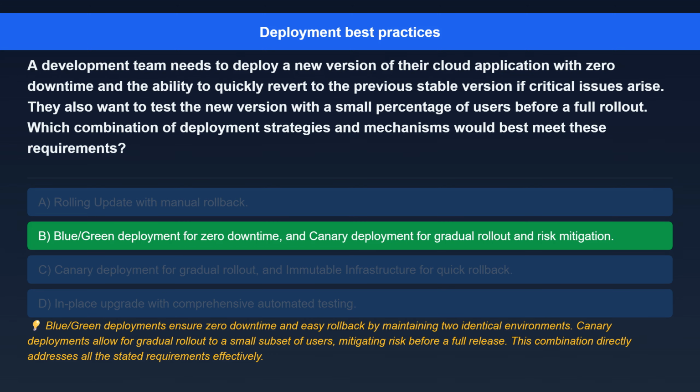The correct answer is blue/green deployment for zero downtime and canary deployment for gradual rollout and risk mitigation. Here's the explanation. Blue/green deployments ensure zero downtime and easy rollback by maintaining two identical environments. Canary deployments allow for gradual rollout to a small subset of users, mitigating risk before a full release. This combination directly addresses all the stated requirements effectively.